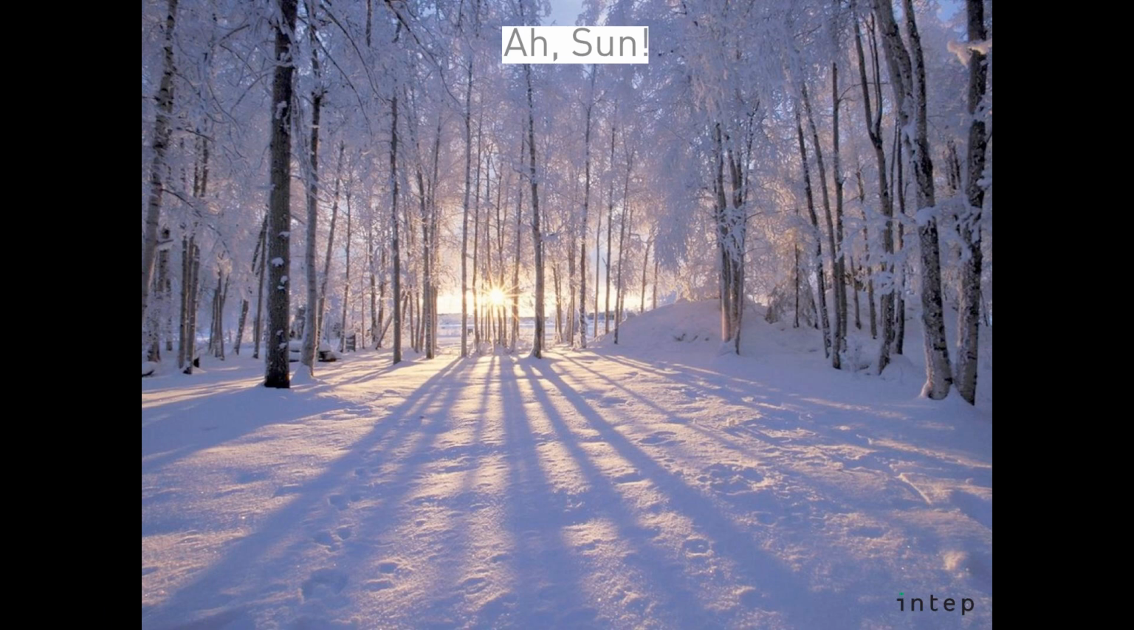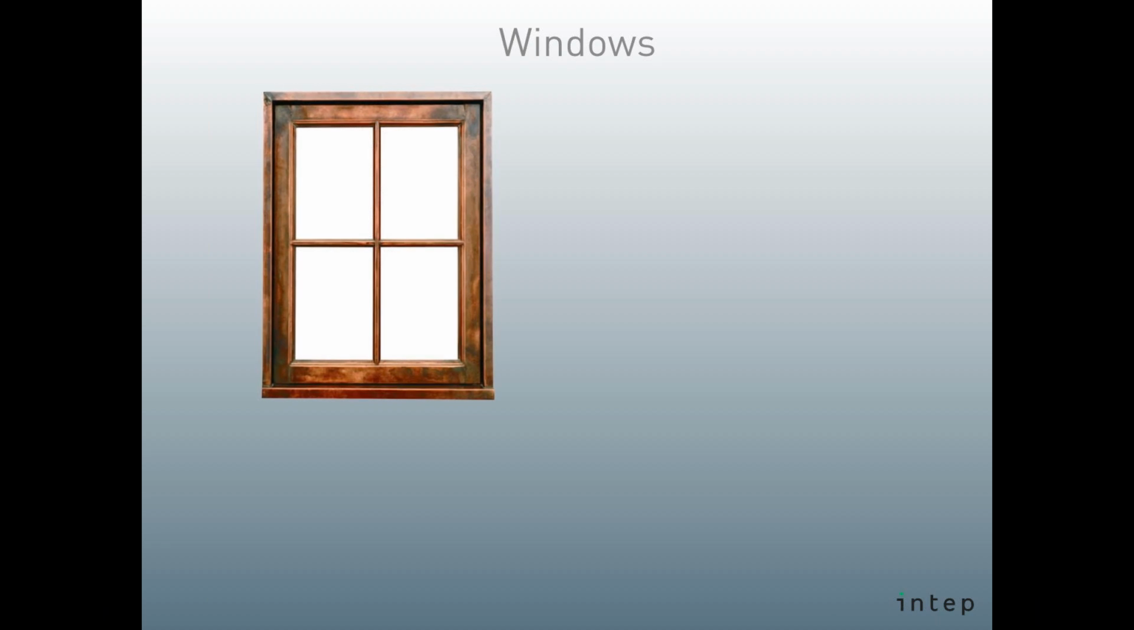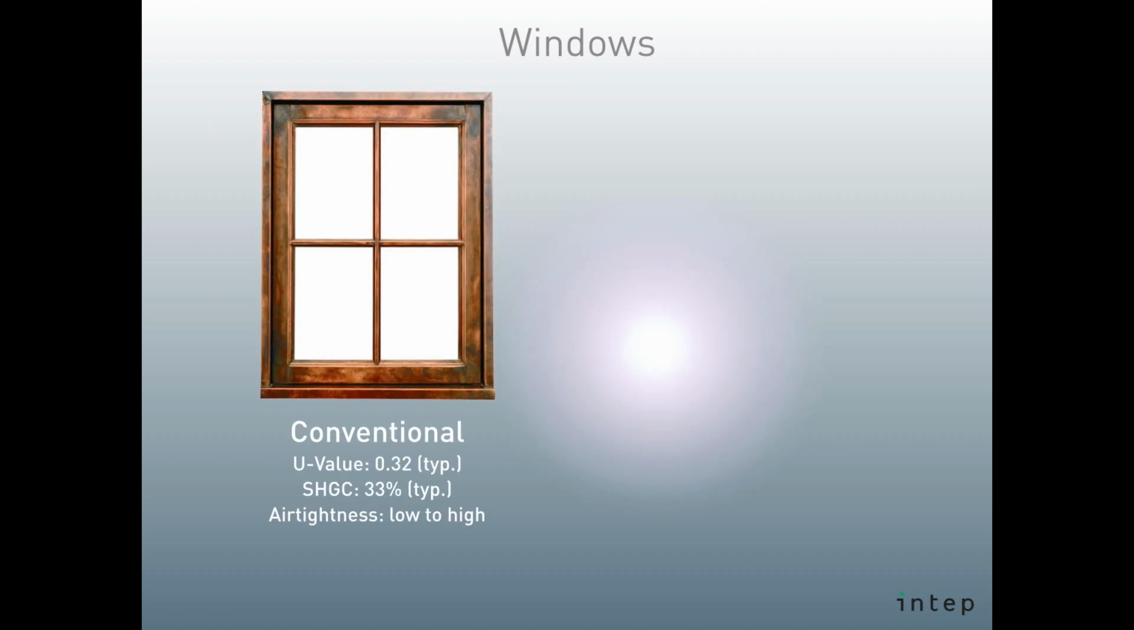Okay. So now for the heating portion, again, another shot, you know, taken in May up here. So this is where we get our free heat, right? Windows. I'm giving you a comparison again. So the conventional American window that you'll see, and interestingly enough, even though we have 7 climate zones, the conventional North American window is the same wherever you go. Has a U value of about 0.3 thereabouts and a solar heat gain coefficient of about 30%. Air tightness will be low to high. So that's kind of the baseline.